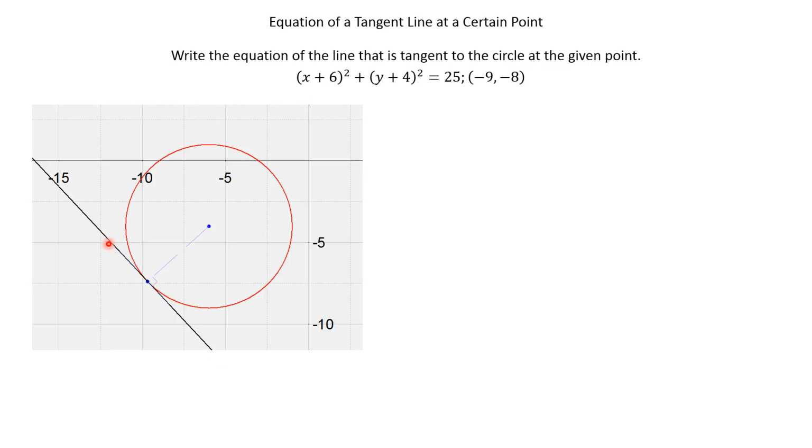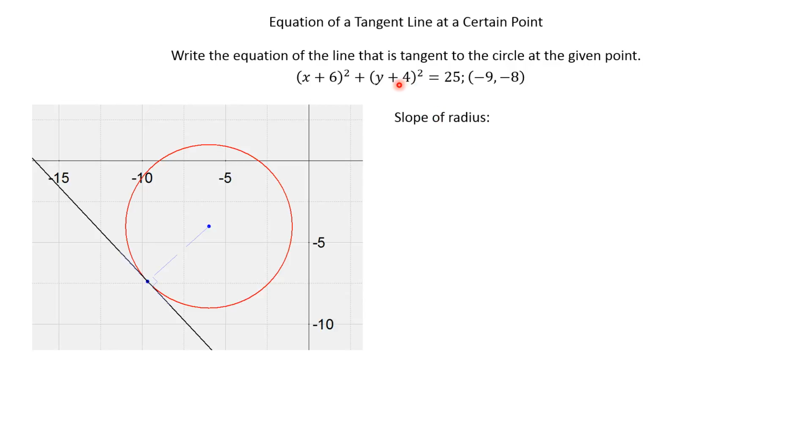line. What do we need in order to find the equation of a line? We need a slope, and we need a point. The point is this point right here. So, let's find the slope of the radius first. Slope of the radius is just y minus y over x minus x. We have a center, and we have the point. Remember, the center is -6, comma -4.